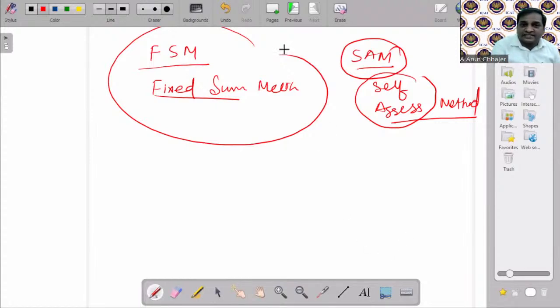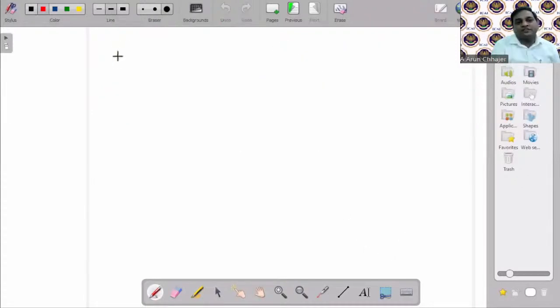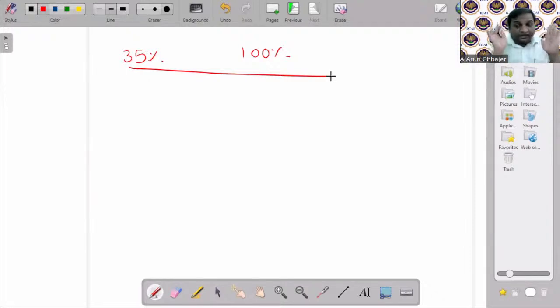Now try to understand, the fixed sum method is talking about either 35% of the liability or 100% of the liability. What is the difference between 35 and 100? Try to understand. We are talking about the January to March quarter. The point which I'm explaining is how much tax I need to pay for Jan and how much tax I need to pay for Feb.